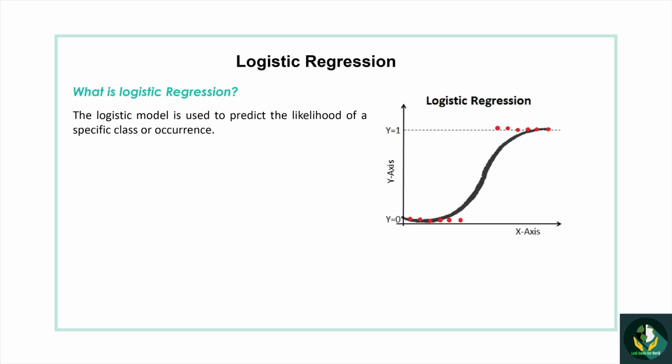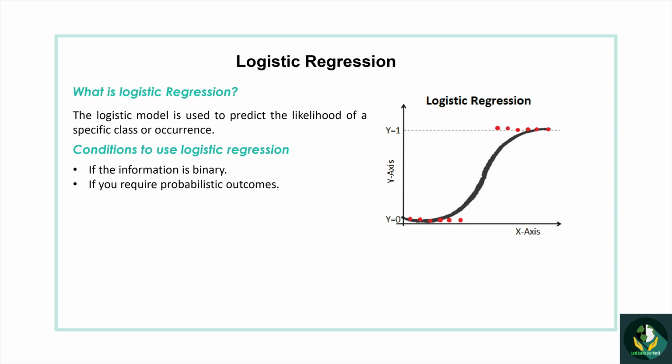Logistic regression is used to predict the likelihood of a specific class or occurrence. Here are some conditions to make use of logistic regression: if the information is binary, if you require probabilistic outcomes, when a linear decision boundary is required. So, these are the conditions.